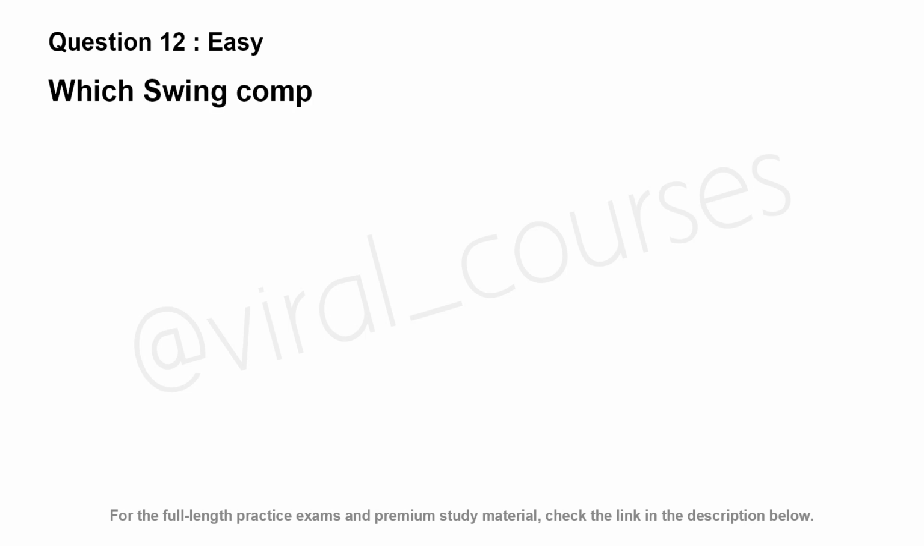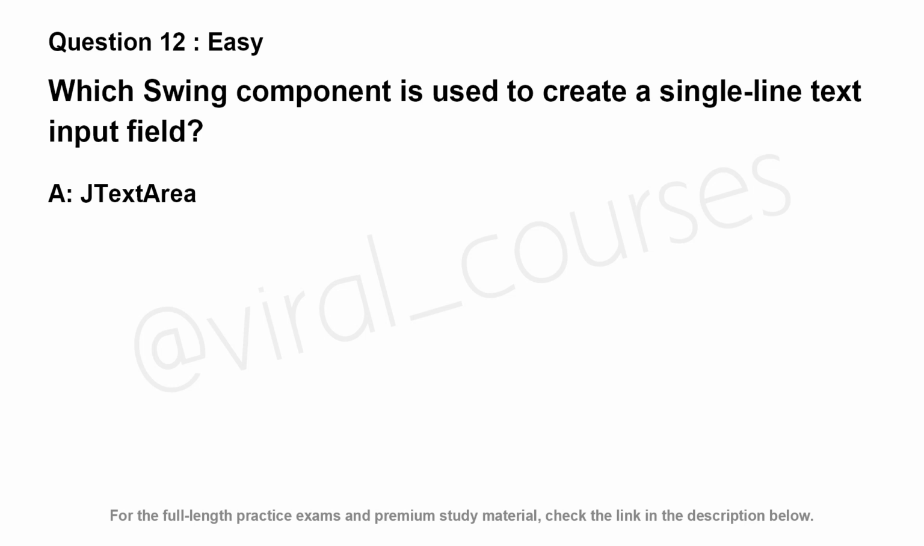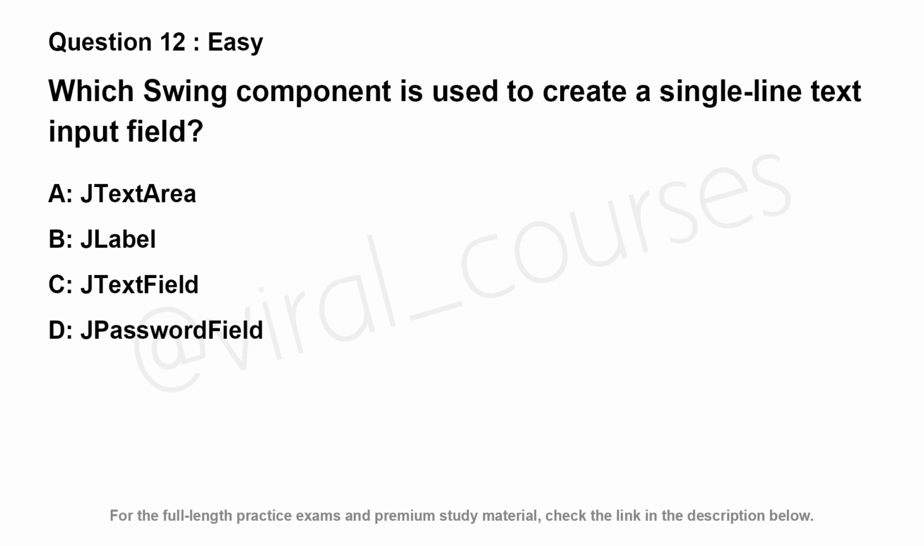Which Swing component is used to create a single-line text input field? Option A, JTextArea. Option B, JLabel. Option C, JTextField. Option D, JPasswordField.